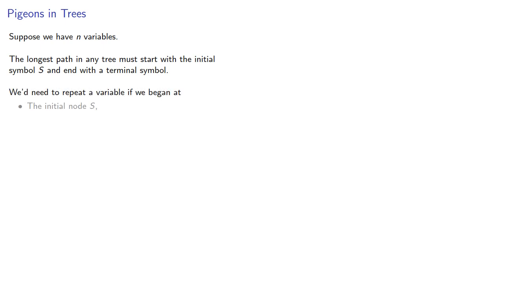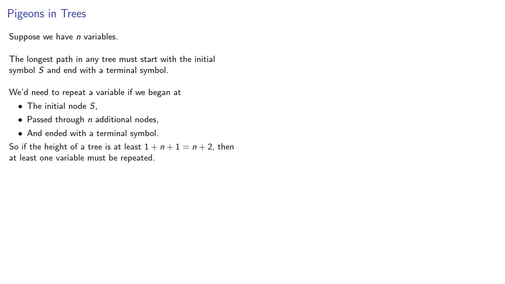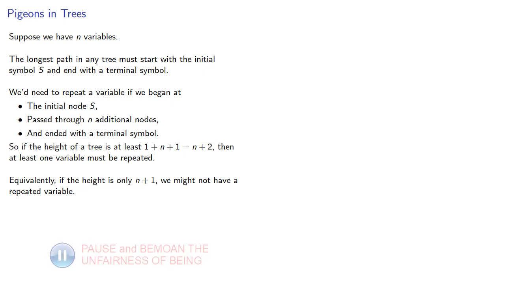So suppose we have n variables. The longest path in any tree must start with the initial symbol S and end with the terminal symbol. So we need to repeat a variable if we began at the initial node S, passed through n additional nodes, and ended with the terminal symbol. So if the height of the tree is at least 1 plus n plus 1, or n plus 2, then at least one variable must be repeated. Equivalently, if the height is only n plus 1, we might not have a repeated variable.